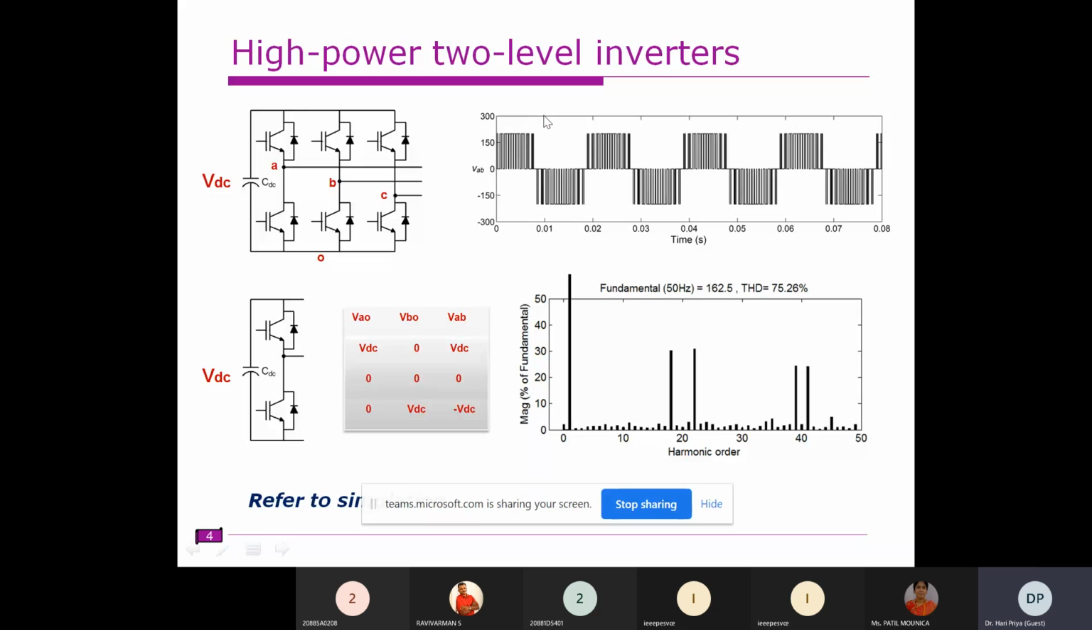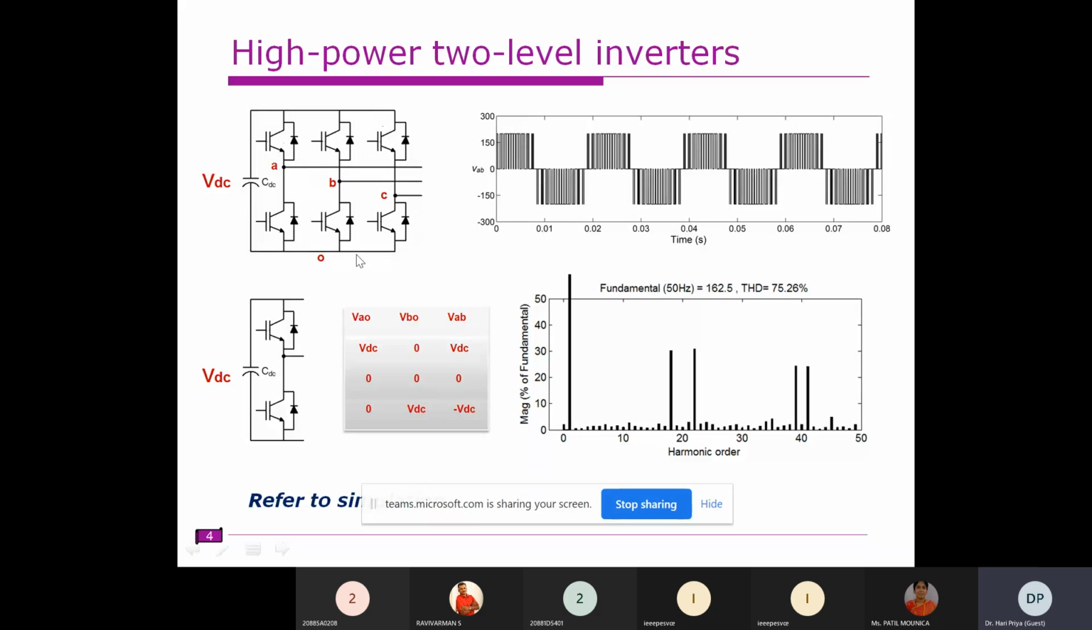How can I say it is two level? Level is always defined by the magnitude of the output voltage obtained with respect to each leg. You can see this in this figure. A phase has one leg where two switches are connected and they operate in complementary operation, and B phase has two switches, and C phase has two switches. So the two switches connected in the A phase constitute one leg. Similarly, the switches connected in the B phase constitute the second leg, and similarly with respect to the C phase.